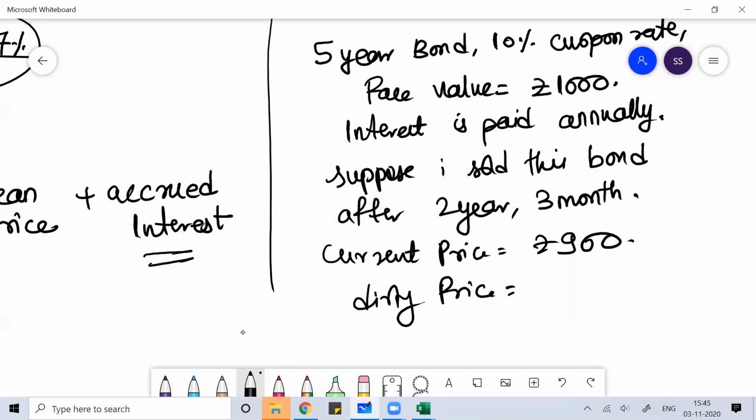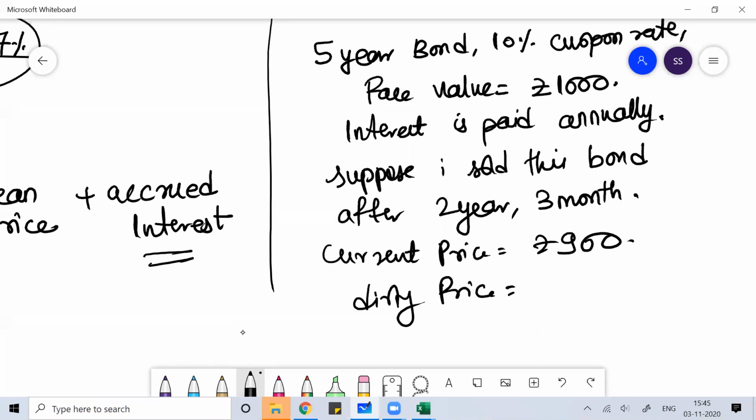Understand one thing: this bond is paying coupon annually. After every 1 year, this bond will give you a coupon. So as an investor, you receive the coupon at the end of the first year and at the end of the second year. Then you are supposed to receive the coupon at the end of the third year. But after 2 years, you waited for 3 months, and then you are selling this bond.